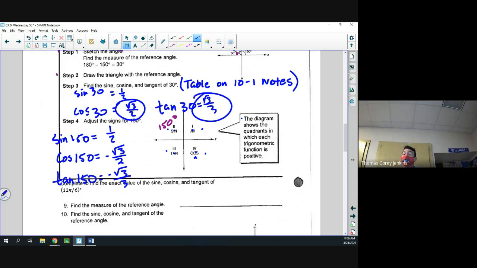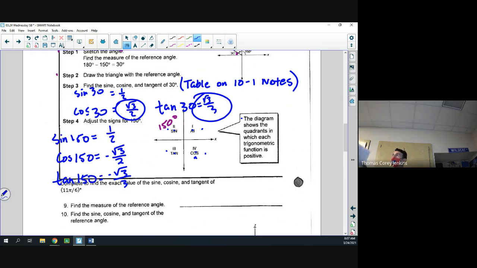Okay, so that's how this geometry book teaches you to do this. And again, keep in mind that your calculator could give you these values as well, except they would be decimals. Instead of the square root of 3 over 3, you would have the equivalent decimal.